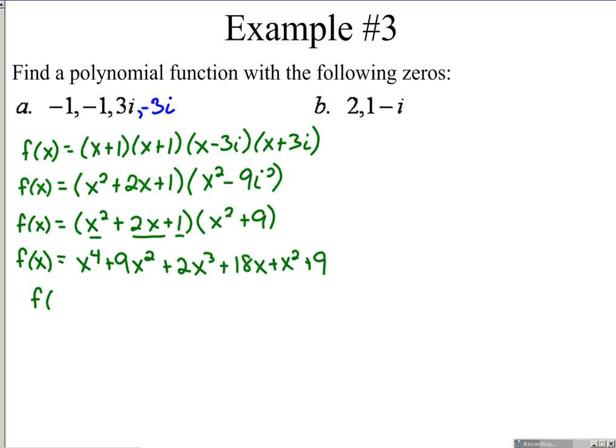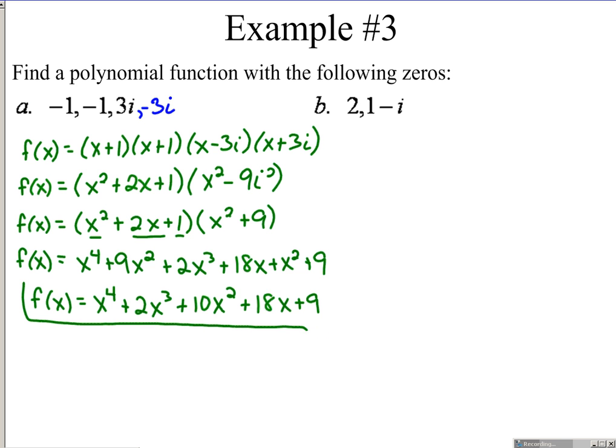Finally, collect like terms. We end up with x to the 4th plus 2x cubed plus 10x squared plus 18x plus 9. There's our function that has the given zeros. Notice we ended up with a degree 4 function. We had a total of 4 solutions at the beginning, so we know our answer at least makes sense. Always make sure your degree matches up with the number of zeros you started with, or you know right away that you've done something wrong.